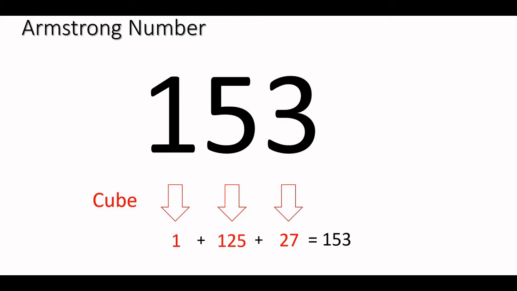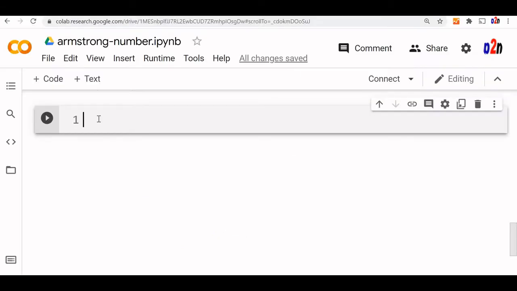Now, let's see what happens if it is a 4-digit number. That time, we'll take the power of 4 of each digit and add it up. If it is equal to the original number, then it's an Armstrong number. Now let's code it and see how many Armstrong numbers there are. We'll ask the user to enter a number.